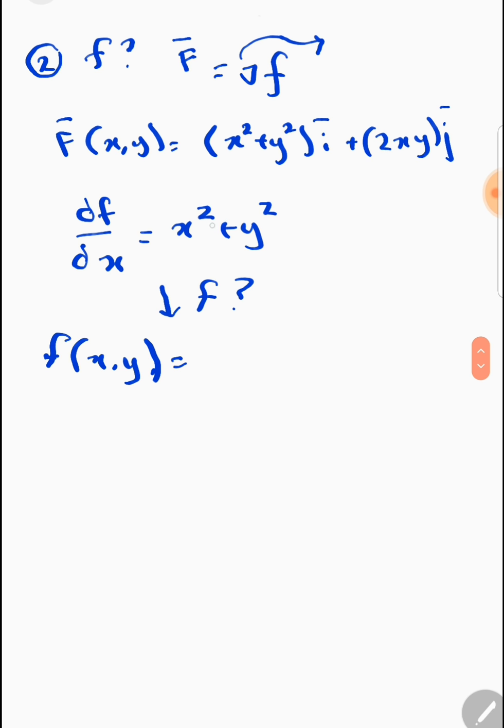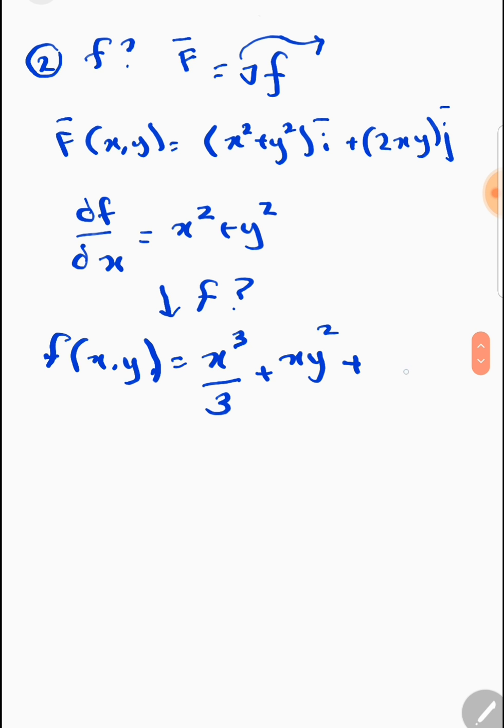So after I have identified this, I can integrate it with respect to x. Sorry, we have this extracted in terms of d over dx, right? So when I integrate this, what I will get is x cubed over 3. This is for the x squared. What happens when I integrate y squared? I get x y squared. Alright, and you know we always have a constant, right?